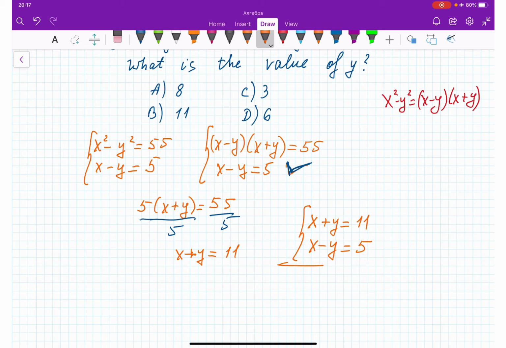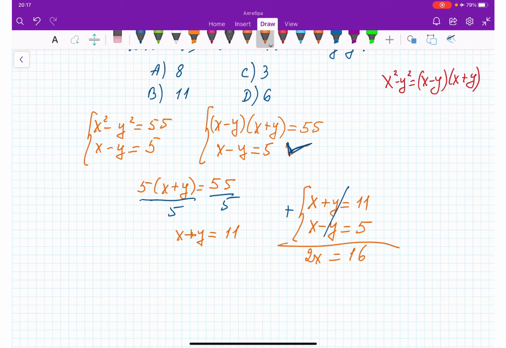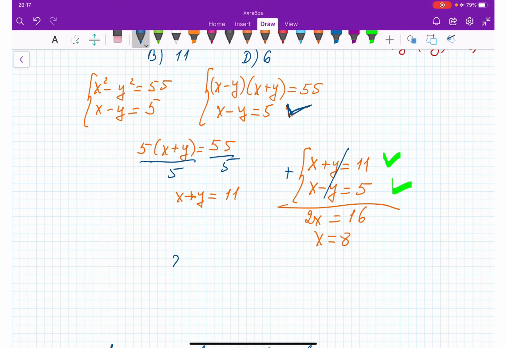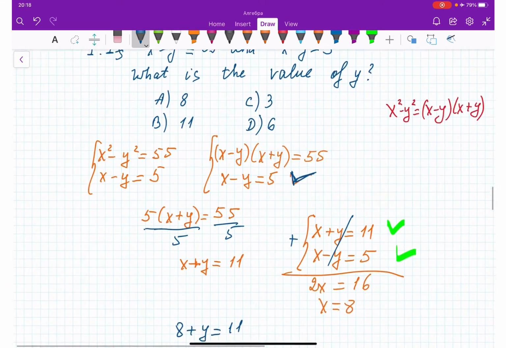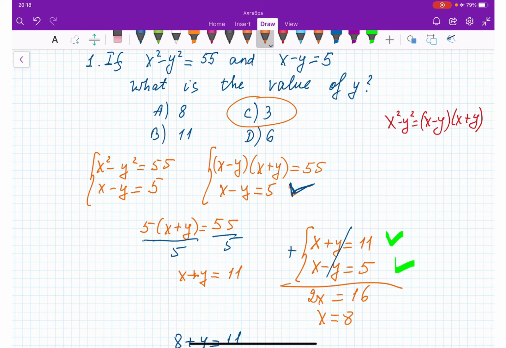So if I add them up, what's going to happen? These two are gone. We are getting 2x is equal to 16. Right? X is equal to 8. All right. So then x is equal to 8. I can plug into either this one or this one. Right? So I'm plugging into the first one. So 8 plus y equals 11. So y from here equals 11 minus 8. It's going to be equal to 3. Okay. So the answer is going to be C.